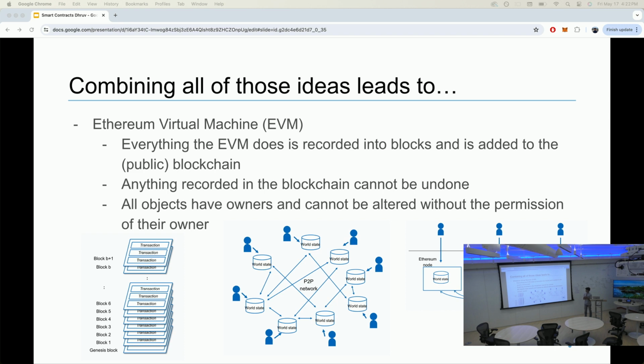So the EVM gets a little bit complicated, but I think it's important to understand this is where the smart contracts are actually operating. This is where they're being carried out.